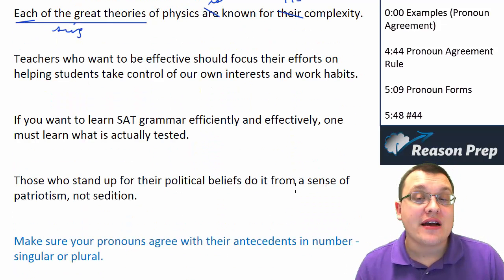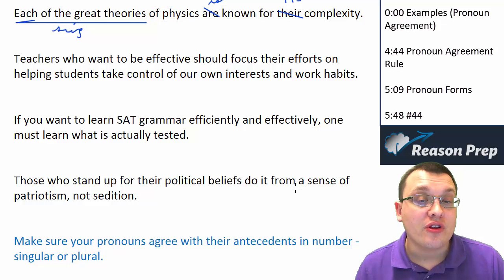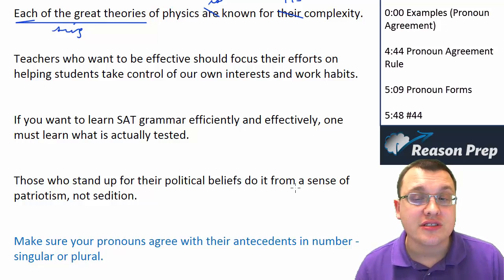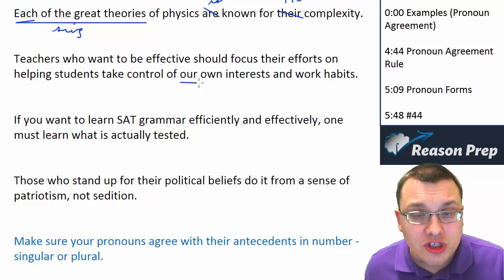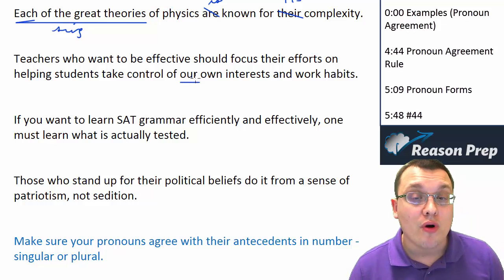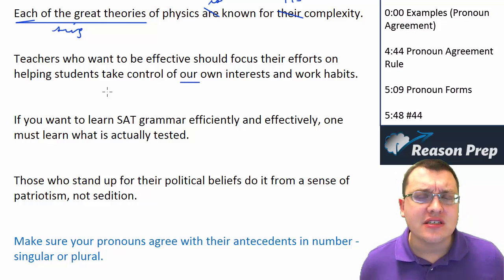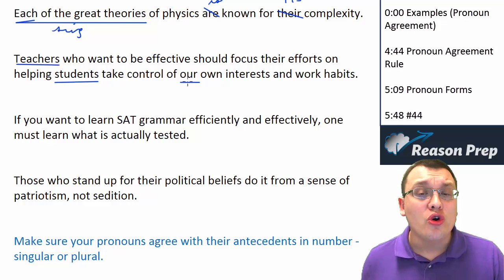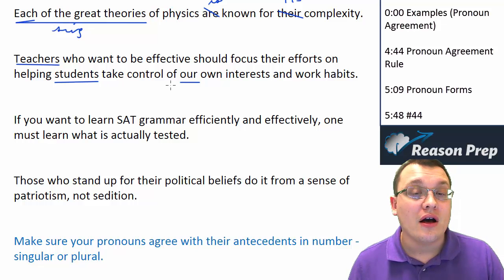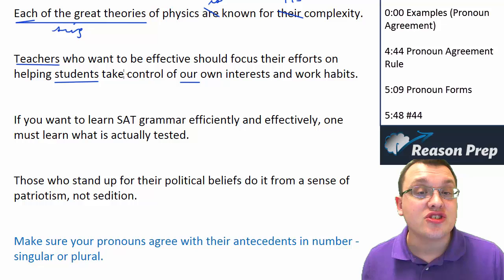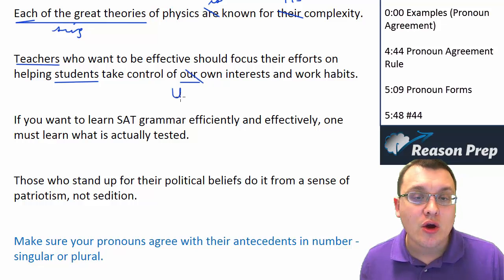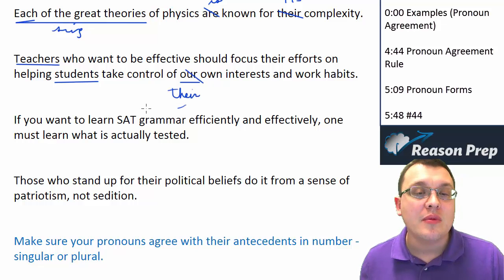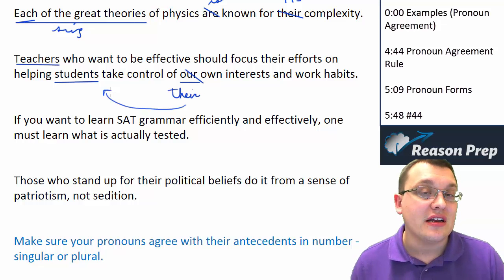Teachers who want to be effective should focus their efforts on helping students take control of our own interests and work habits. Notice we have this insertion of the first person plural pronoun our when we haven't seen that anywhere else. In fact, the other nouns we have in the sentence are students and teachers. So who is it that's taking control of their own interests? It's the students. So in fact, as I just said, we would want to switch this to their because that's most consistent with the antecedent in the question.